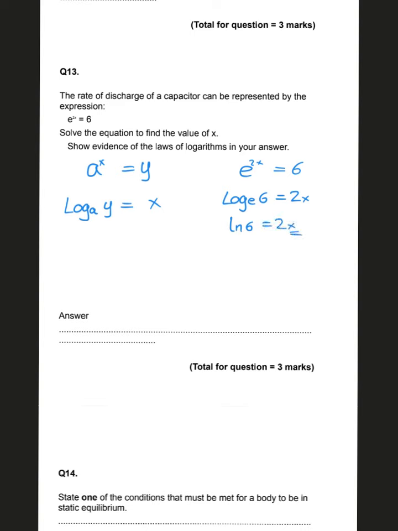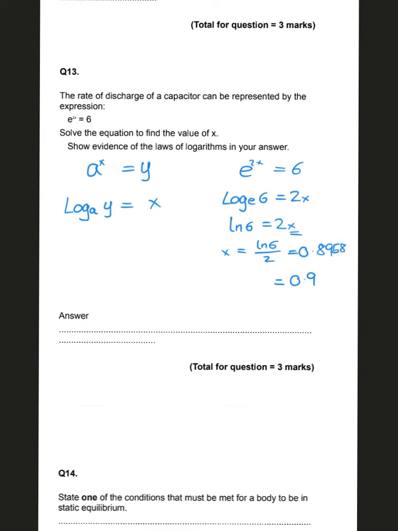I'm trying to solve for x by itself. X is equal to ln 6 over 2, and you can plug that straight in your calculator. Ln 6 over 2 equals 0.89. Or you can round it up and you can say 0.9. That's 0.8958.